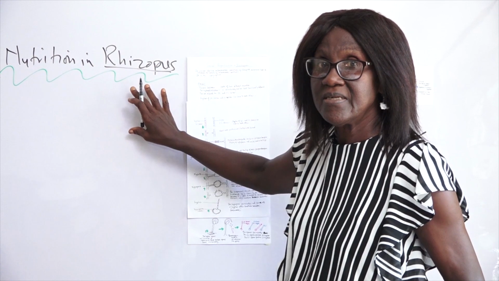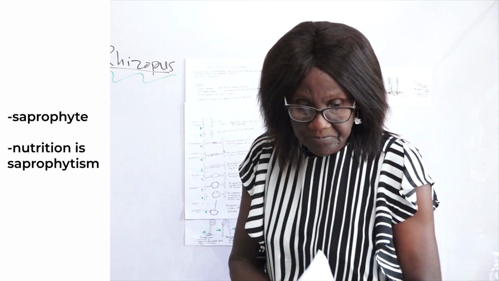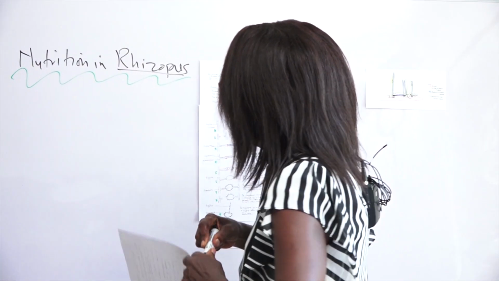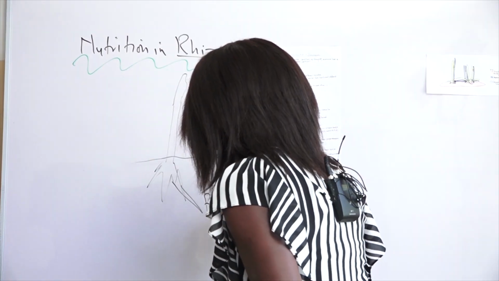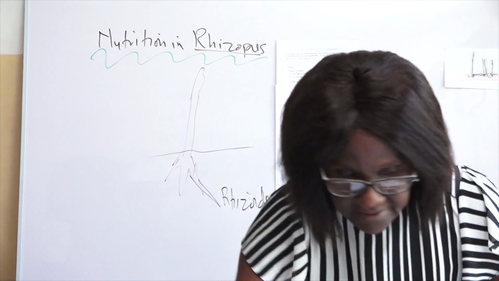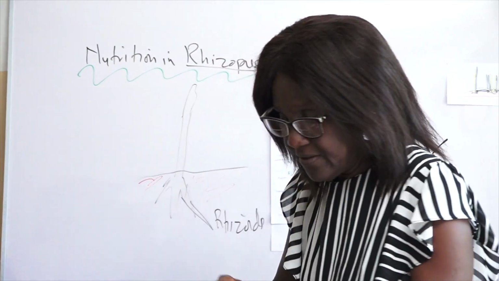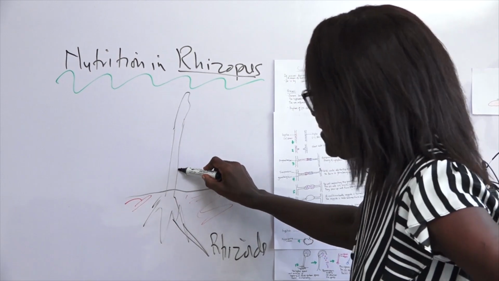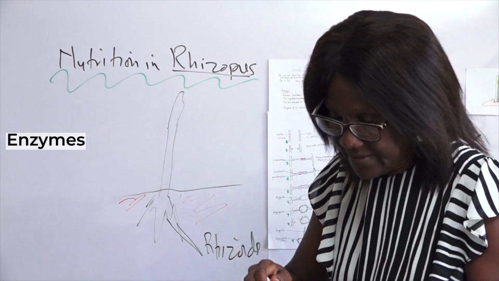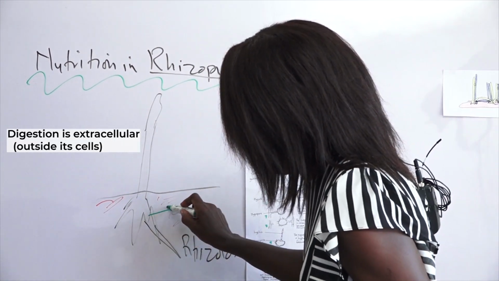Let's quickly look at nutrition in Rhizopus. Rhizopus is a saprophyte. Now, how does it feed? As we have said, this is a Rhizopus. The rhizoids are the root-like structures growing in the substrate. And what it does is that this fungus releases enzymes onto the food or substrate. It releases enzymes from its rhizoids.